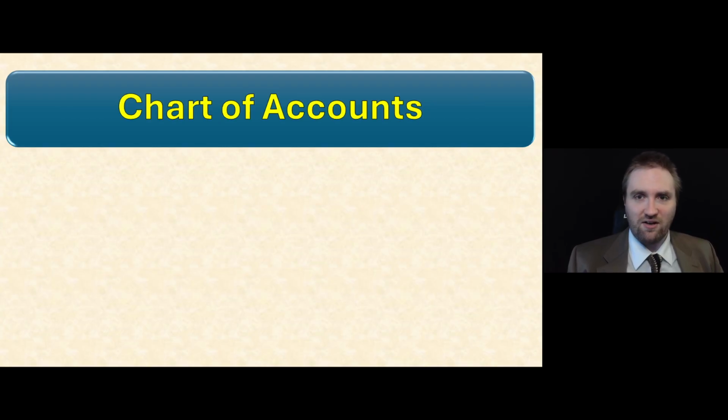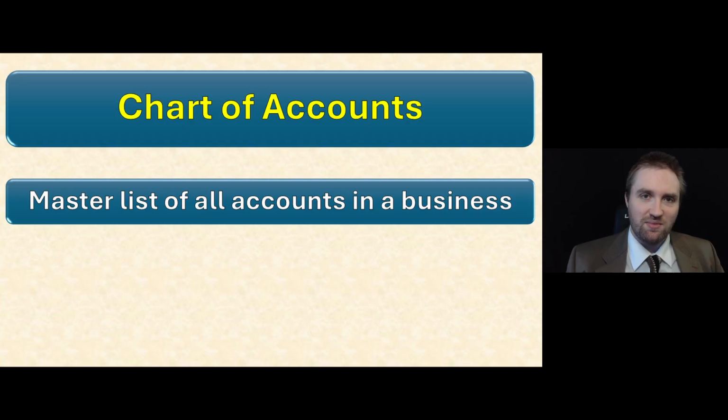Earlier, we talked about accounts, which are specific categories used to record transactions, so we can track money balances. We just learned that debits and credits are how you change the balances in these accounts. Now, we need to know what those accounts are and how to organize them. This is where the chart of accounts comes in. The chart of accounts, as you might have guessed, is the master list of all accounts in a business. Think of it like a filing cabinet or a menu at a restaurant.